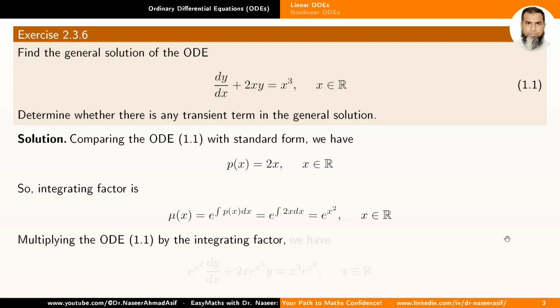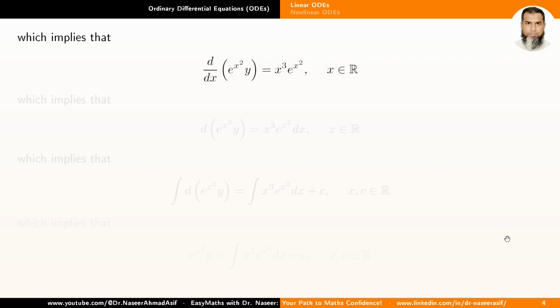Multiplying the ODE 1.1 by the integrating factor, we have exp(x²) dy/dx + 2x exp(x²) y = x³ exp(x²), where x belongs to R. So we have d/dx of (exp(x²) y) = x³ exp(x²). So we have d(exp(x²) y) = x³ exp(x²) dx, where x belongs to R.